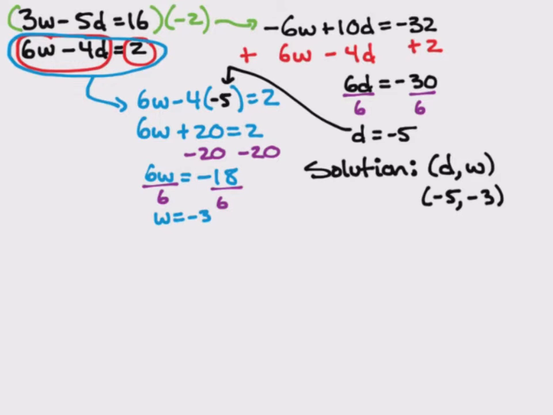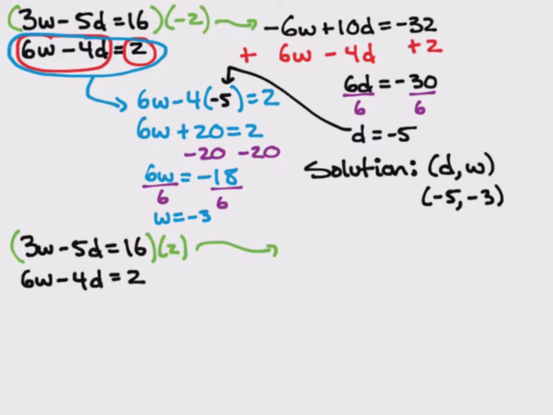And so we find our solution to this system of equations to be the ordered pair negative 5 comma negative 3. Now note, we could have multiplied that top equation by something slightly different. We could have multiplied it by 2. And if we did that, we would have a 6w in one equation and a 6w in the other. So adding the two would not yield a 0, but subtracting 6w from 6w would give a 0.